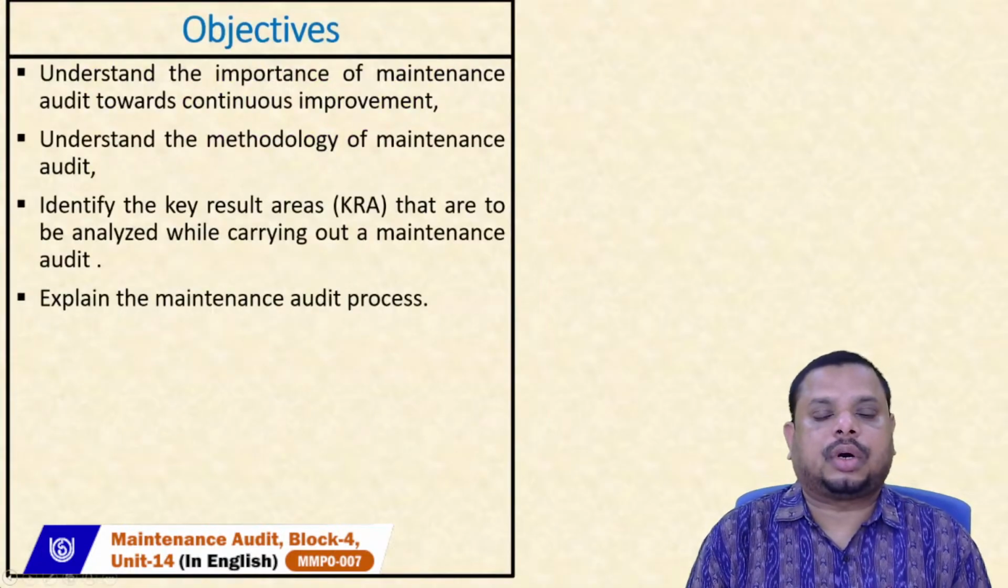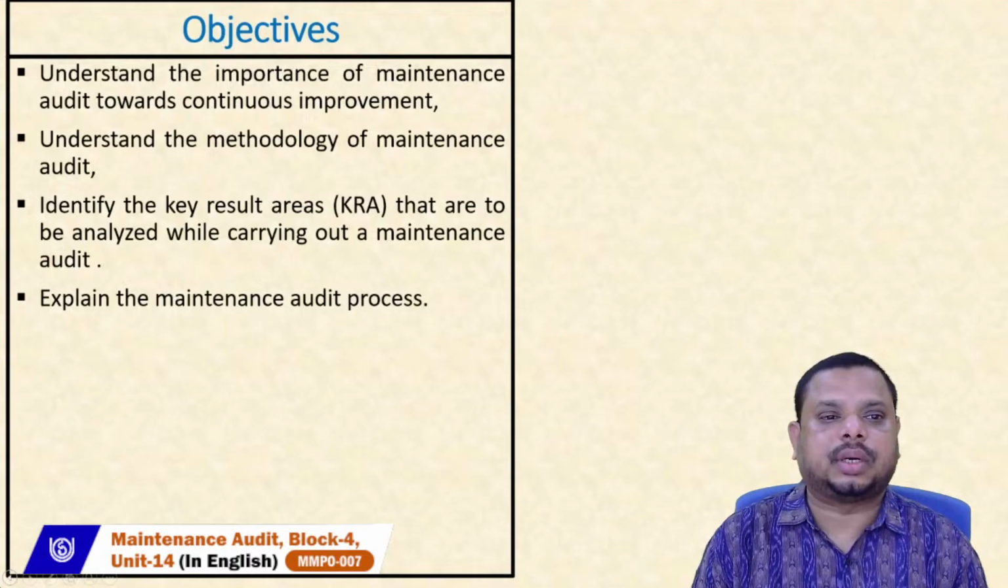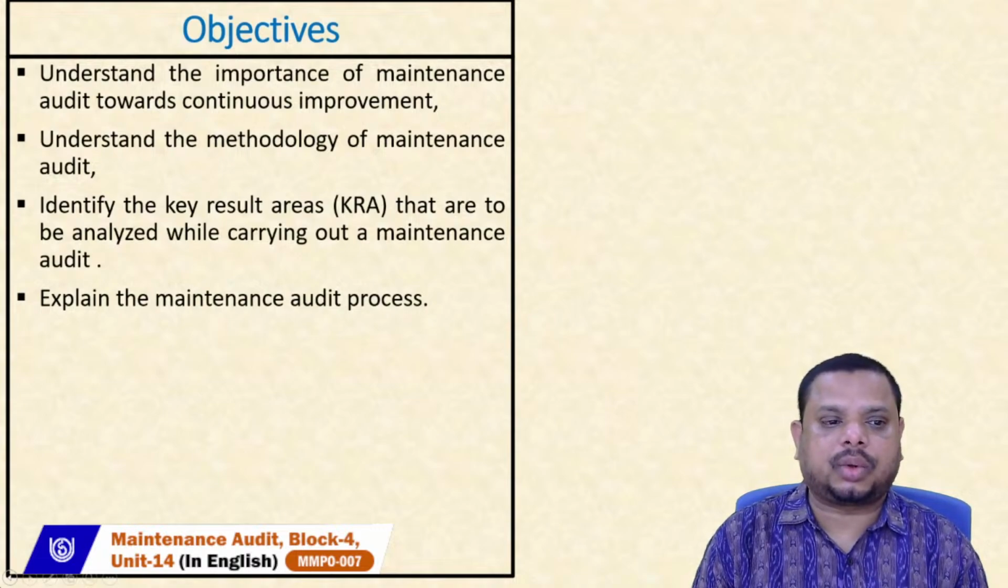The objectives of today's session: first, understand the importance of maintenance audit towards continuous improvement. The second, understand the methodologies of maintenance audit. The third, identify the key result areas, shortly known as KRA, that are to be analyzed while carrying out a maintenance audit. And the last, explain the maintenance audit process.